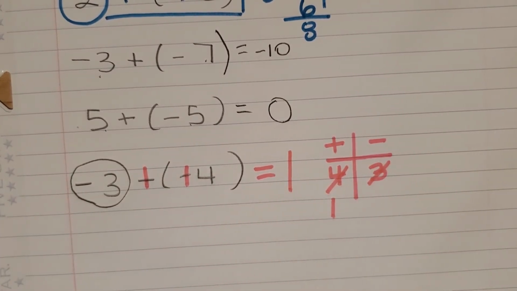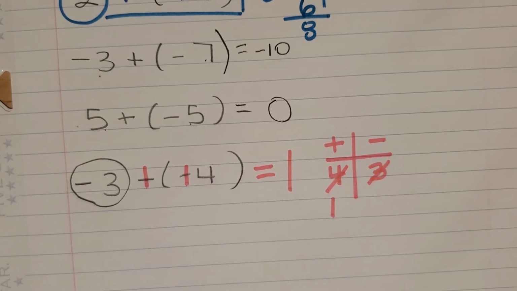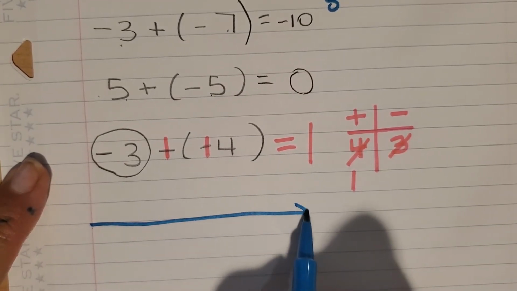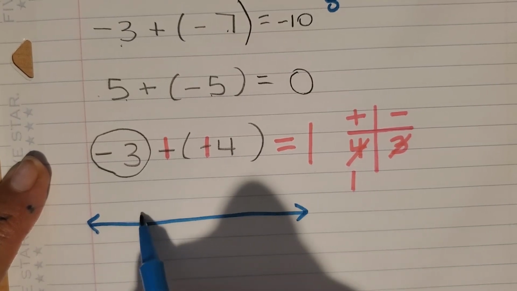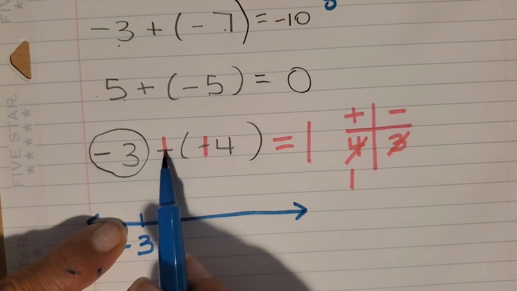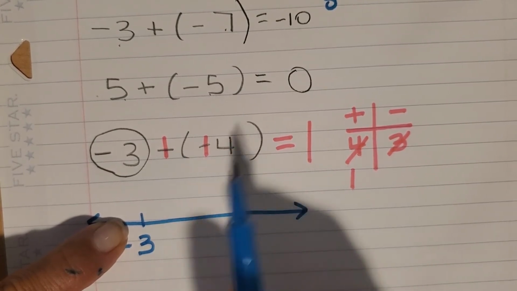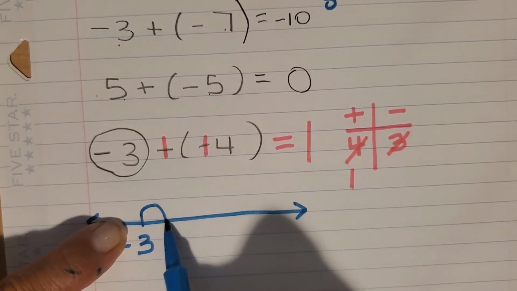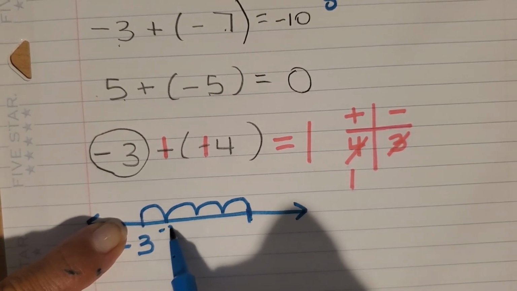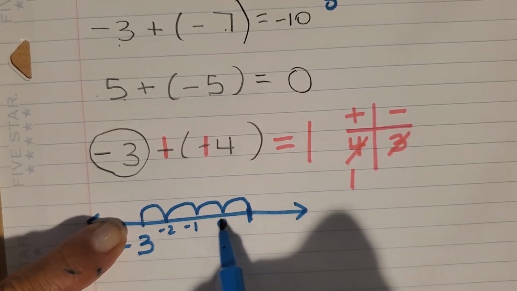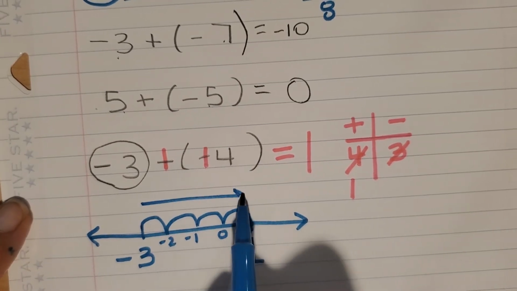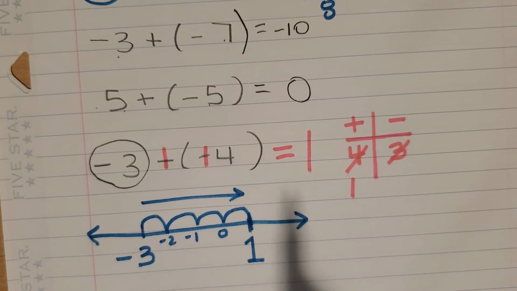And remember, you could always use the idea of a number line. So I'm going to do this one more time using a number line. I'm at -3, and it says I'm going to go to the right 4 spaces. So I'm going to go over 1, 2, 3, 4. So that would be -2, -1, 0. +1 is where I end up if I add 4.